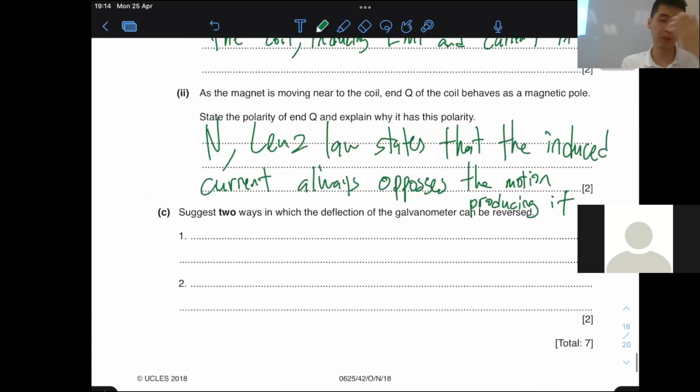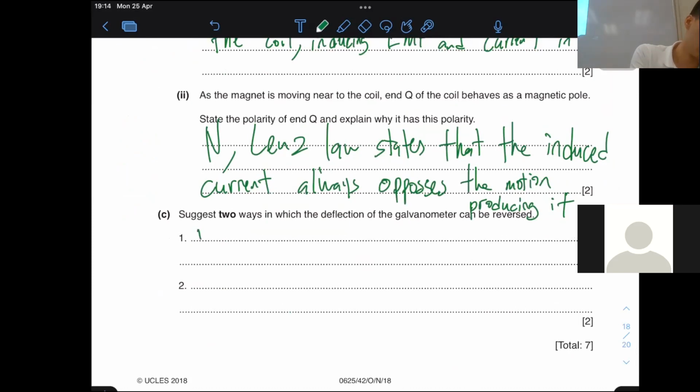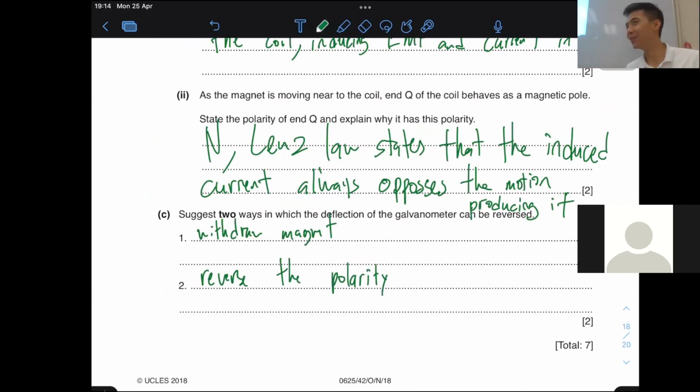Okay, but for me, I've written down something like withdraw the magnet. How about you? Or you could reverse the polarity. No, don't try to be funny. If you turn the galvanometer upside down, it will still deflect in the clockwise direction, right? Because the wire is still like that. No, it doesn't work that way.